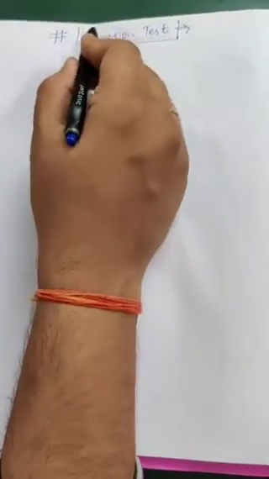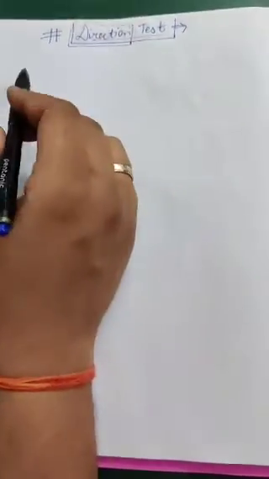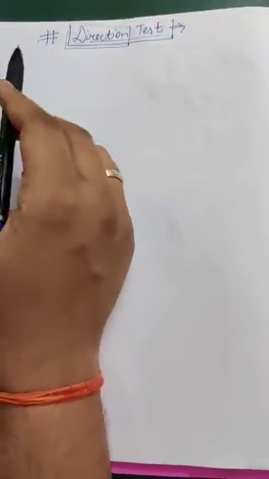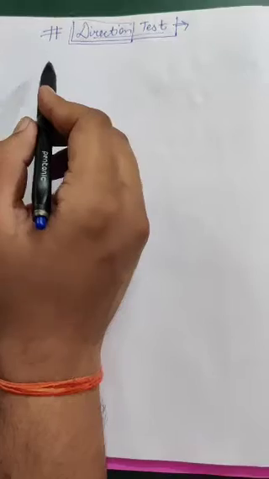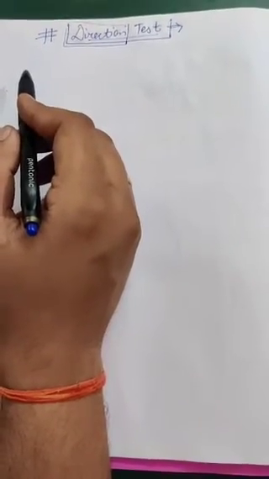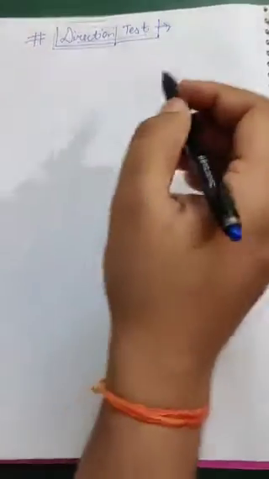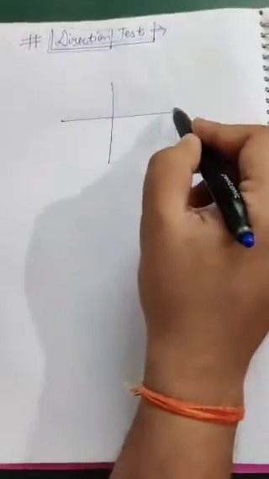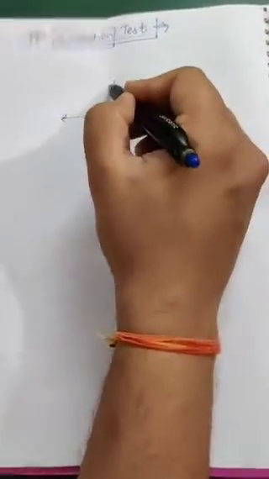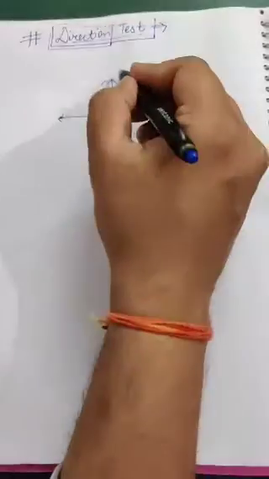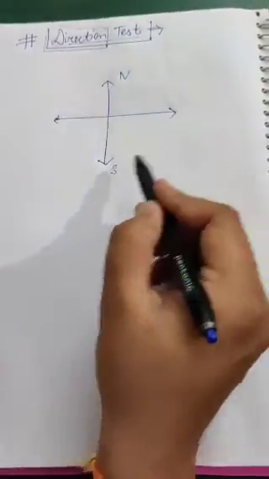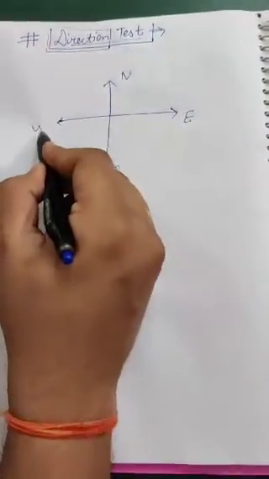What do you mean by the term direction? As we all know, we have to move in the east direction, west direction, south direction or north direction. Yes, exactly. East, west, north, south are the main four directions. That is like if we have to draw, so here it is north, here it is south, here it is east, and here it is west.